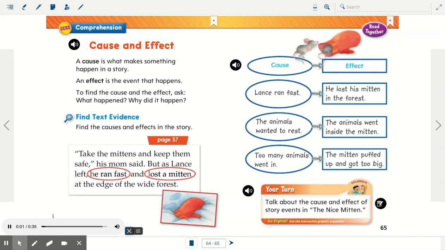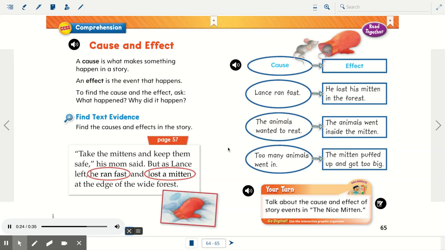Cause and effect. A cause is what makes something happen in a story. An effect is the event that happens. To find the cause and the effect, ask, what happened? Why did it happen? Find text evidence. Find the causes and effects in the story.